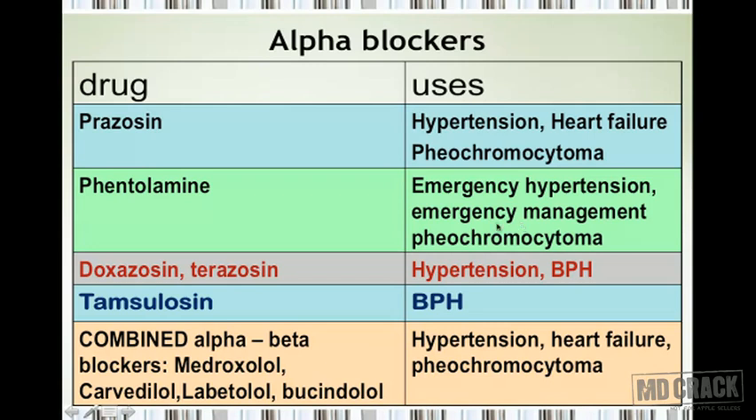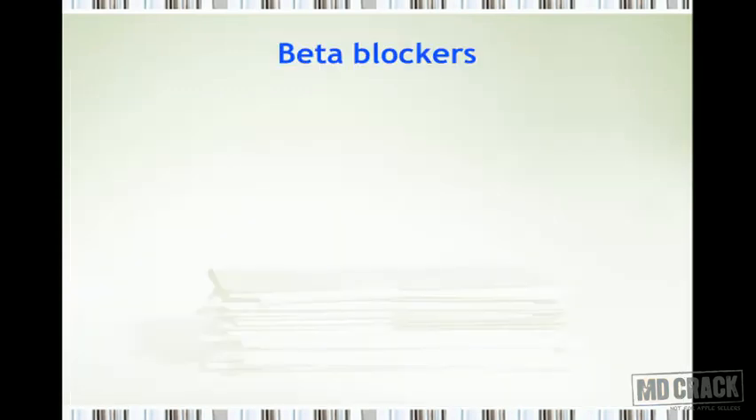management of pheochromocytoma. Doxazosin and terazosin, as you go down, also start having an effect on the prostate, and it's useful when the patient has hypertension as well as benign prostatic hyperplasia. Whereas if you come to tamsulosin, it's got less effect as far as the peripheral blood vessels are concerned, and it's more selective at the alpha-1A receptor concerned with the prostate, and that's why tamsulosin is useful in benign prostatic hyperplasia. There could be some drugs which block the alpha receptors, but they also block the beta receptors. These are the combined alpha-beta blockers, includes medroxalol, carvedilol, labetalol, and bucindolol. They are useful in the management of hypertension, heart failure, and pheochromocytoma.